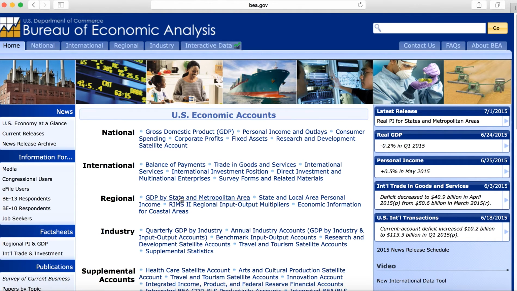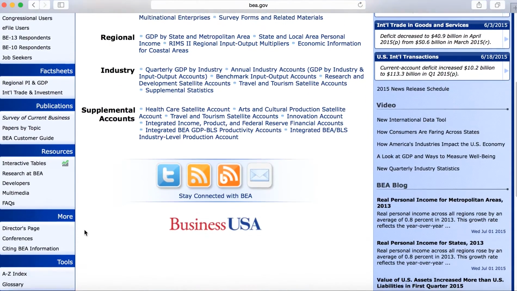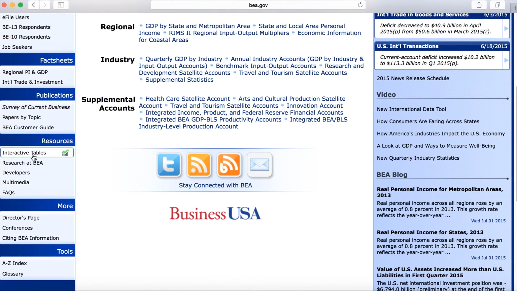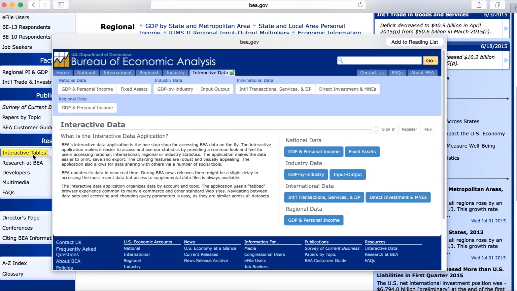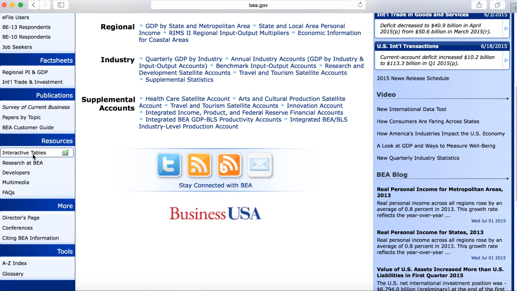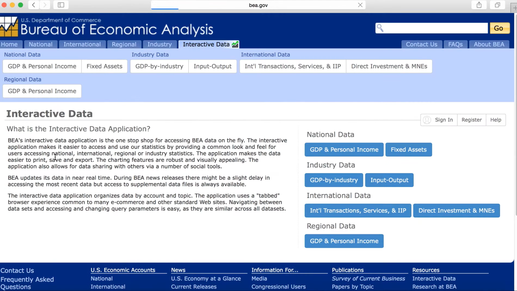Okay, another look at the Bureau of Economic Analysis's website. We are still focusing on GDP, and I want to show you one or two more places where we can get some really good information. So coming back down here to the interactive tables, we're going to click on that again.